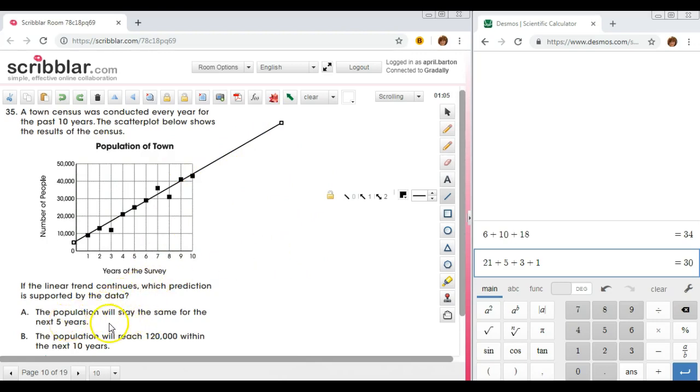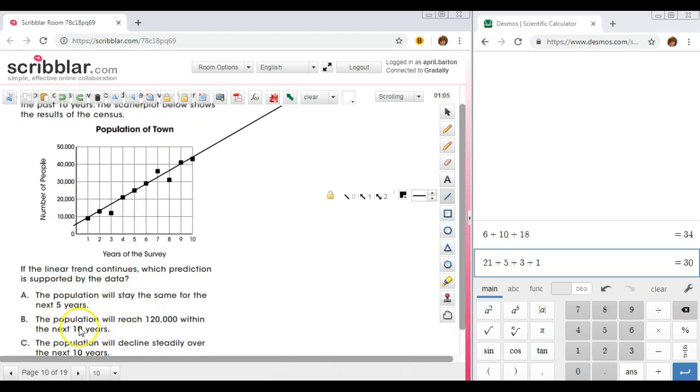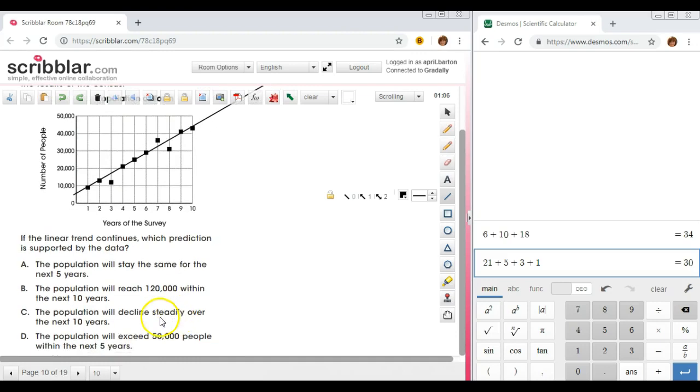So the population will stay the same for the next 5 years. Population staying the same would be a horizontal line, which we do not have. So it's not A. The population will reach 120,000 within the next 10 years. So after 10 years, it was a little above 40. 120,000 seems a little too big. The population will decline steadily over the next 10 years. It's not declining, it's getting bigger.